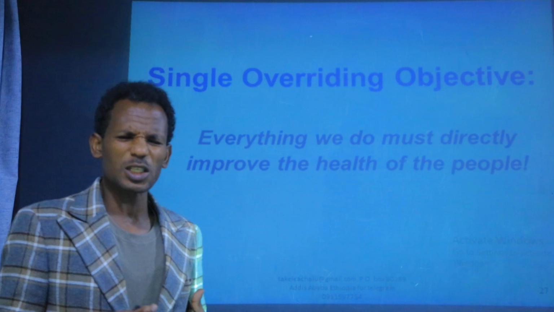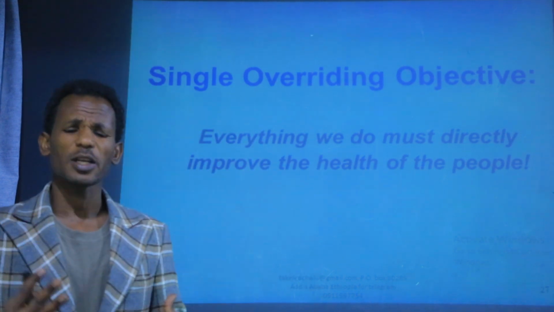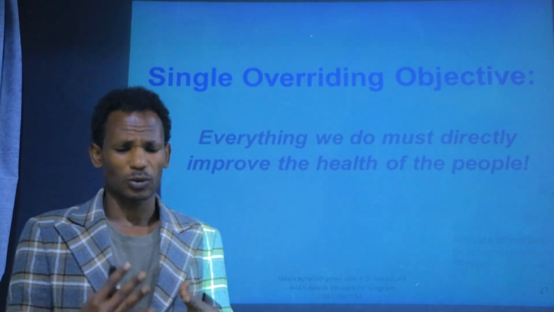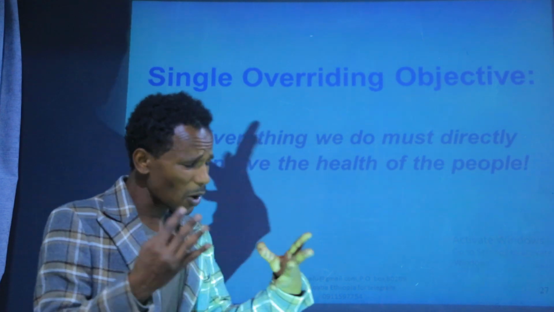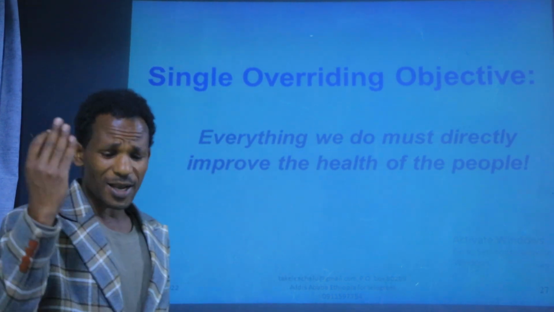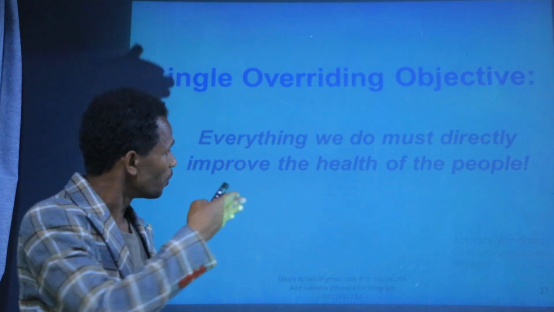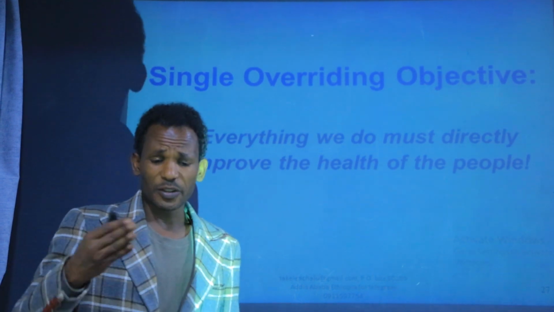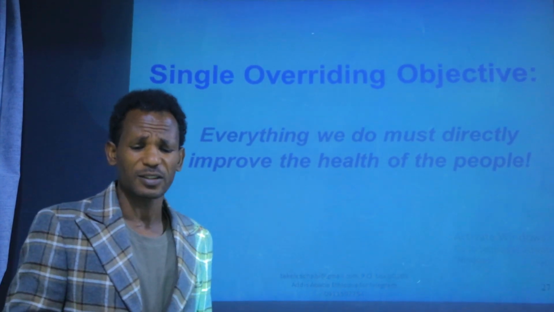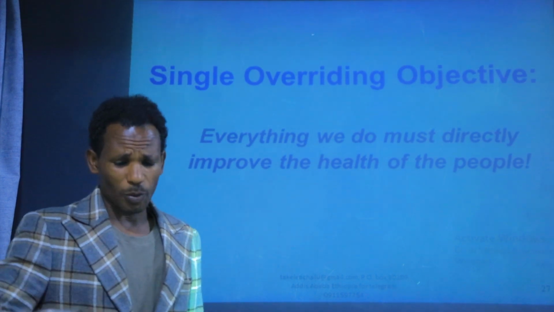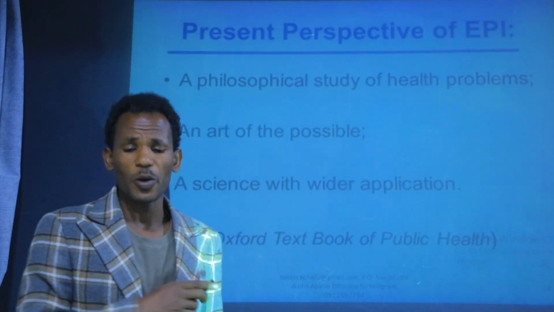So, the single overview objective of epidemiology is that everything we do must directly improve the health of the people. Of course, the motto of all health professionals is to maximize health benefit and minimize the risk to the patient, especially in pharmacy, to improve and maintain the quality of life of the patient. That is in general the single overview objective of the epidemiologist: everything we do must directly improve the health of the population.